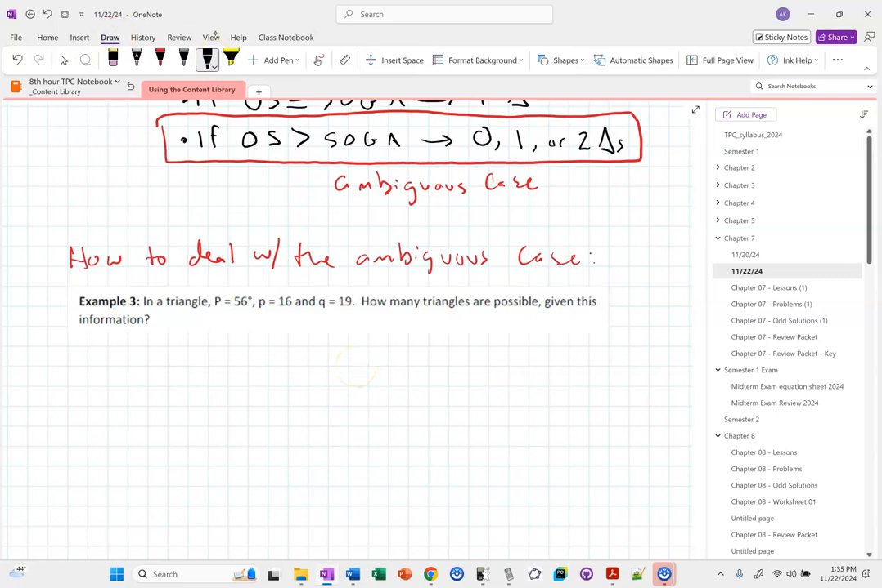So we're told we have a triangle. Angle P is 56 degrees, side P is 16, side Q is 19, and we want to try to figure out how many triangles are possible.